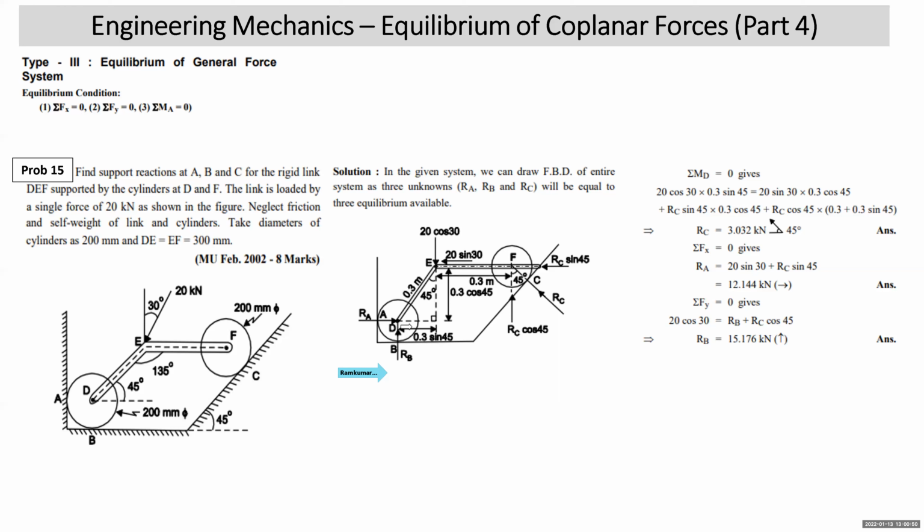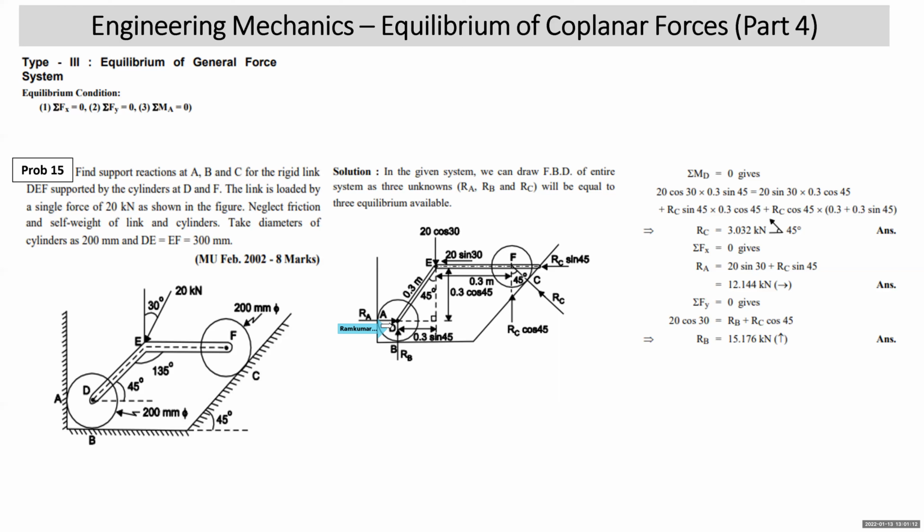Now we can apply moment about D. Why did we decide to apply moment about D? Because two unknowns RA and RB will go off. Again, I repeat, there are three unknowns on the FBD, RA, RB, and RC. And if I take moment about D, RA and RB will go off and RC will be arrived at. So we take moment about D. RA and RB will go off.